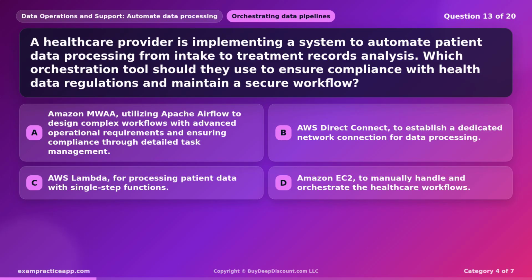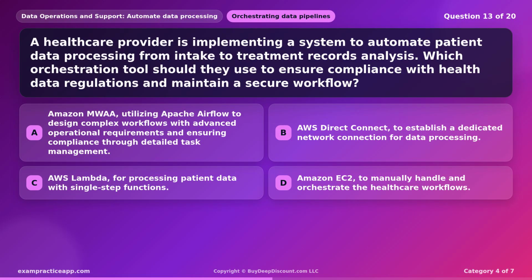Option A, Amazon MWAA, utilizing Apache Airflow to design complex workflows with advanced operational requirements and ensuring compliance through detailed task management. Option B, AWS Direct Connect, to establish a dedicated network connection for data processing. Option C, AWS Lambda, for processing patient data with single-step functions. Option D, Amazon EC2, to manually handle and orchestrate the healthcare workflows. Take a moment to choose your answer.